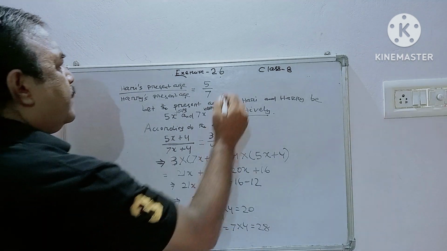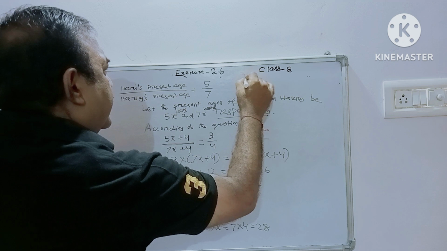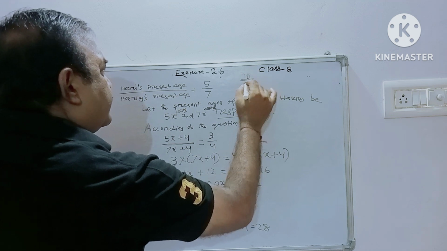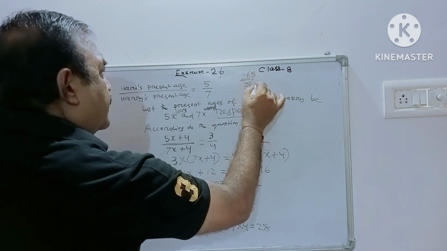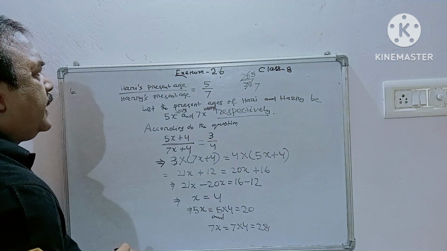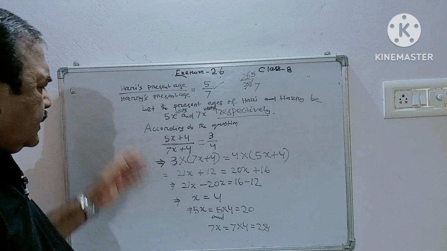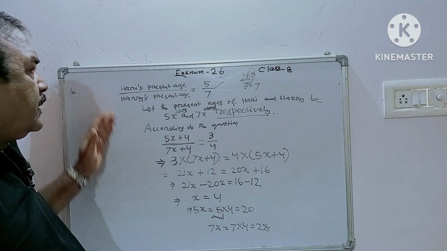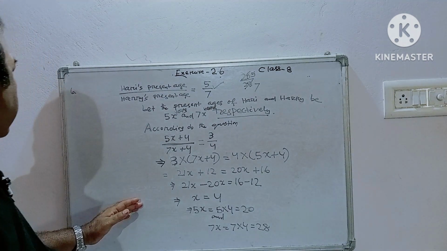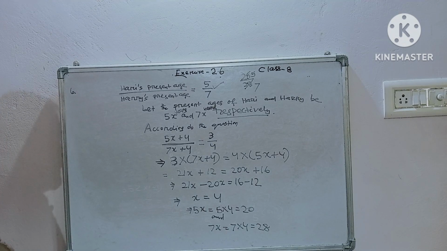And you take the ratio 20 upon 28. 4 5s are 20, 4 7s are 28. So you see the ratio is 5:7, isn't it? So this is the case. You will solve it like this. Okay, so this is question number 6. We solved it.